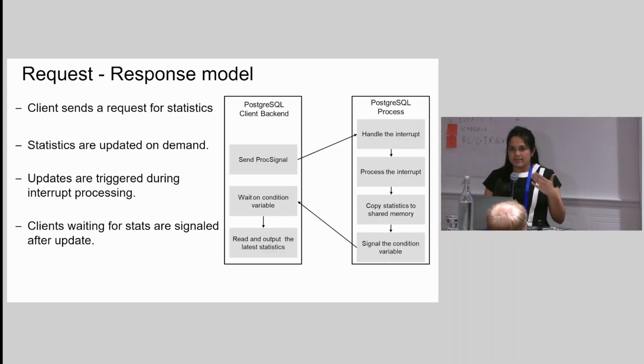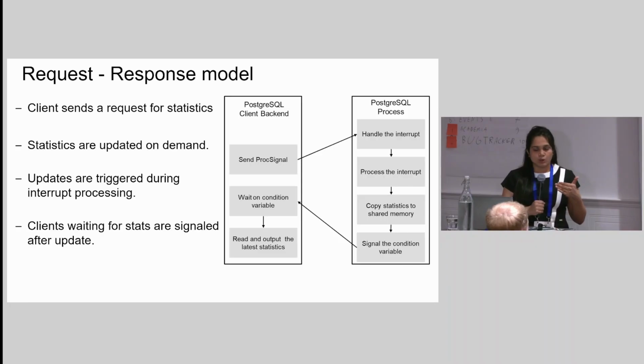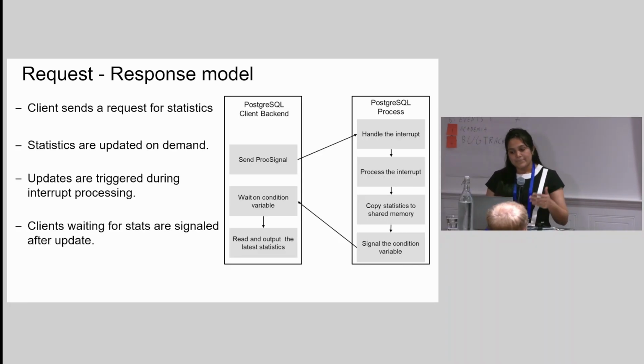This flag tells the backend that it needs to go back and process this interrupt whenever it's safe. That is done by a function called CHECK_FOR_INTERRUPTS in Postgres. So whenever the check for interrupts function is called, this signal will get processed.